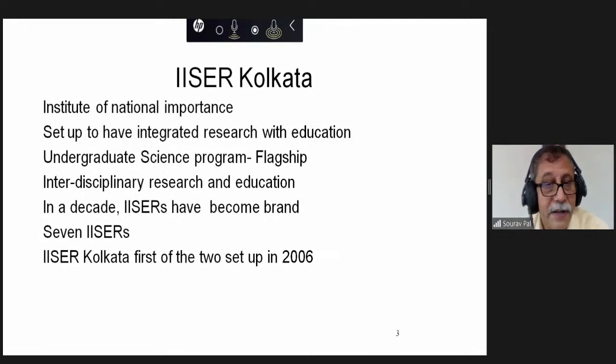I don't think this is very rare, and this is very commonly done. So I have to thank Wiley for doing that, for focusing IISER Kolkata in the world map.